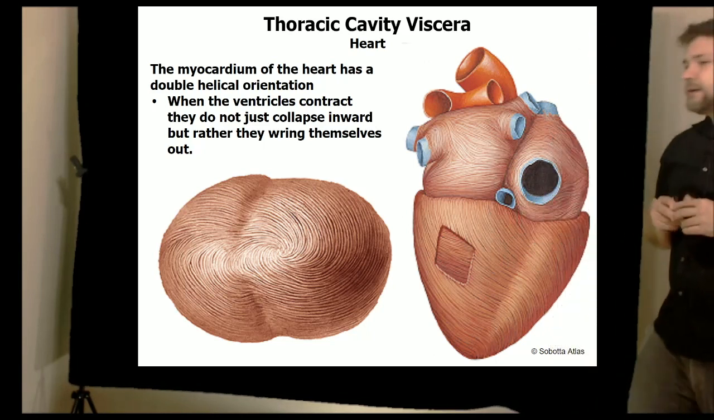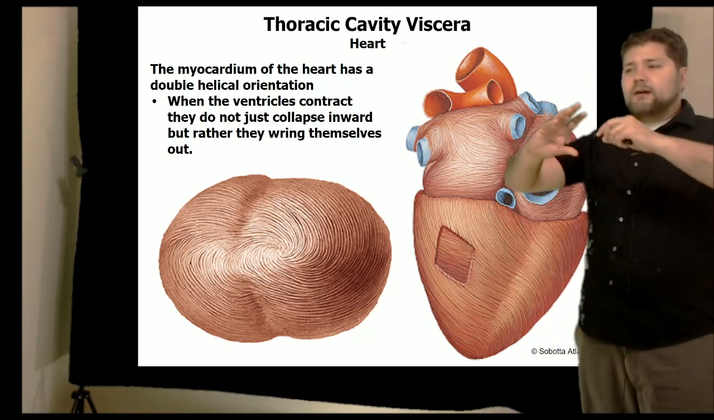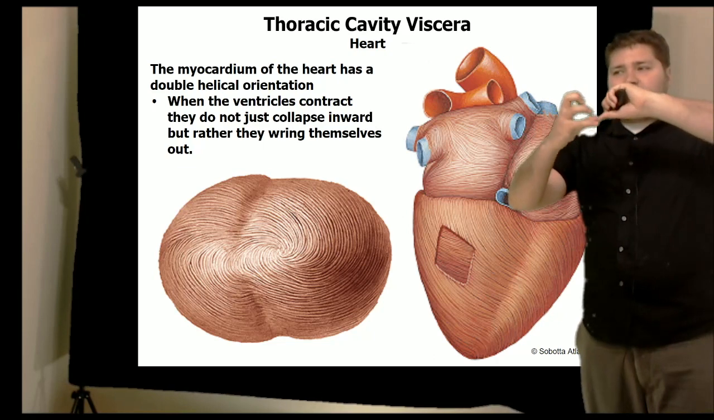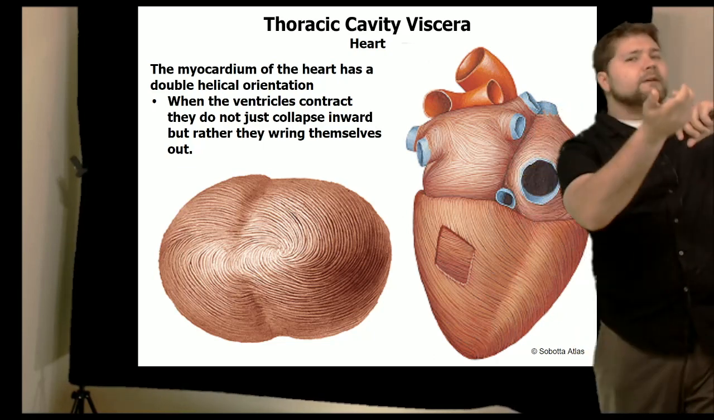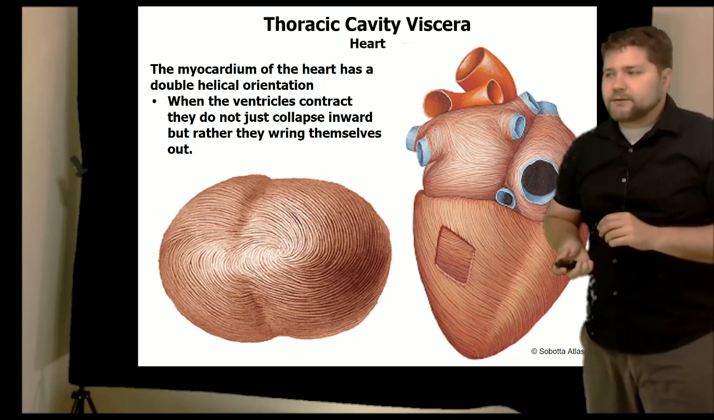So what you want to do is have these concentric rings so that when the heart pumps, it doesn't just squeeze, it twists, okay? And that twisting is what's going to give it an extra oomph and get that blood out of there and make sure your pressure is sufficient.